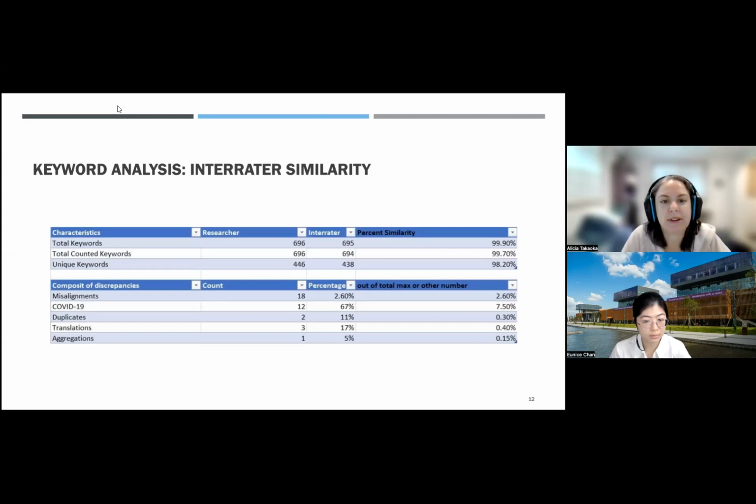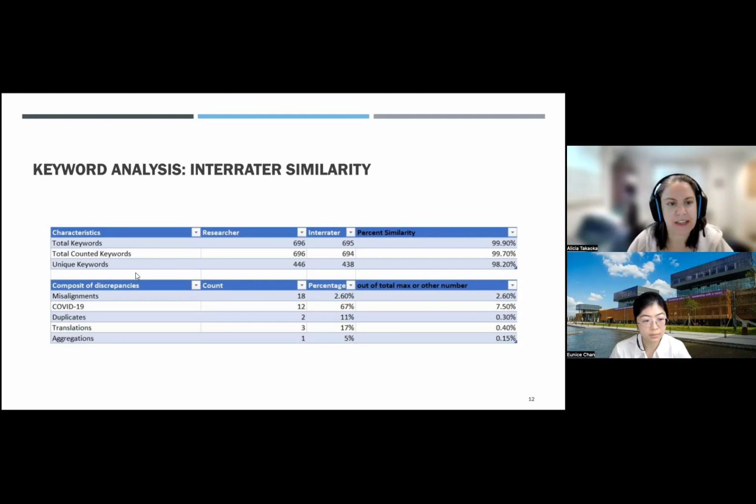And then for unique keywords, I identified 446 keywords. The interrater identified 438 keywords. So this gives us a percent similarity of 98.2%. That's really amazing, but that number is really high for unique identified keywords. Again, I imagined that we would see more or less unique keywords. Of those 446, 146 were just COVID-19 or variants of COVID-19.